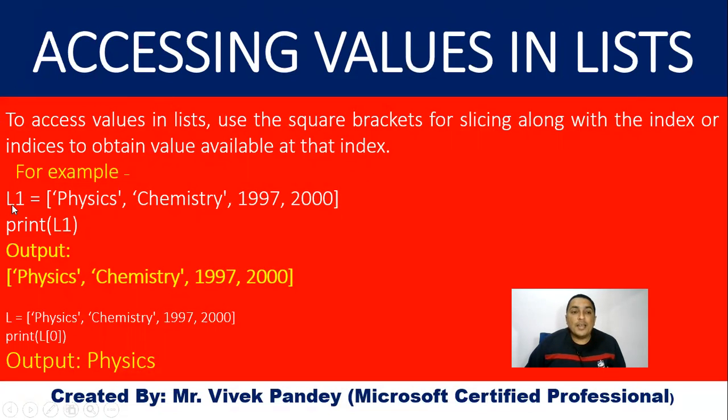See, in this example, list name is L1 and the elements of the list are physics, chemistry, 1997 and 2000. If we print L1, the complete list will be printed on your screen, and if we print L of 0, the element present at 0 index will be printed on your screen. As you know, the element at 0 index is physics, so physics will be printed on your computer screen.